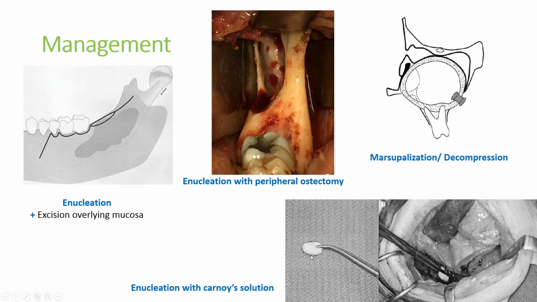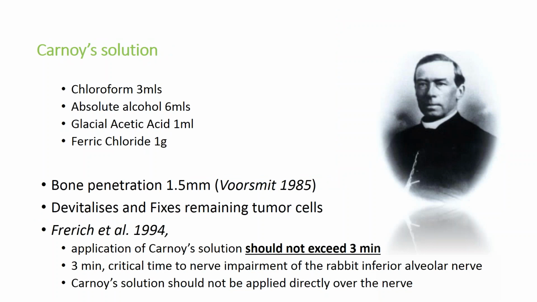And the last one is enucleation using some chemicals, and the most common one is Carnoy's solution. This man was a Roman Catholic priest and a cytologist. He designed the solution to fix plants, and it contains a cocktail of chloroform, alcohol, acetic acid, and ferric chloride. Interestingly, there is 1.5 millimeter bony penetration. Especially in the mandible, you need to be aware of the contact of these cysts with the inferior alveolar nerve. And if you leave it for more than 3 minutes, there is permanent nerve impairment.